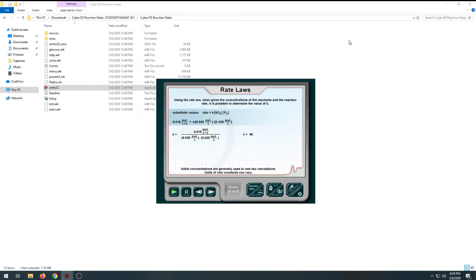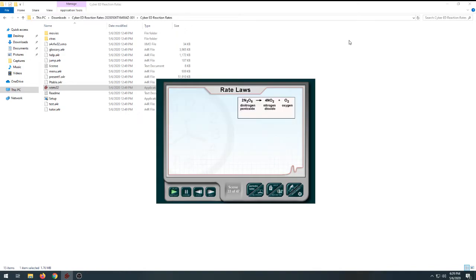Performing the calculation gives you a numerical value of 40. But what are the units? The rate is in moles per liter second, and each concentration is in moles per liter. When the concentrations in the denominator are multiplied, the resulting unit is moles squared per liter squared. When you invert and multiply the units, the result is liter per mole second. So the rate constant for this reaction is 40 liters per mole second. The units of the rate constant can vary, as you will see in the next scene.